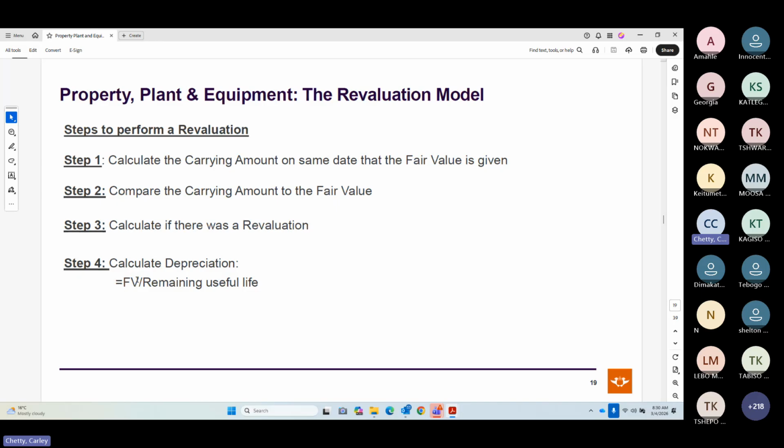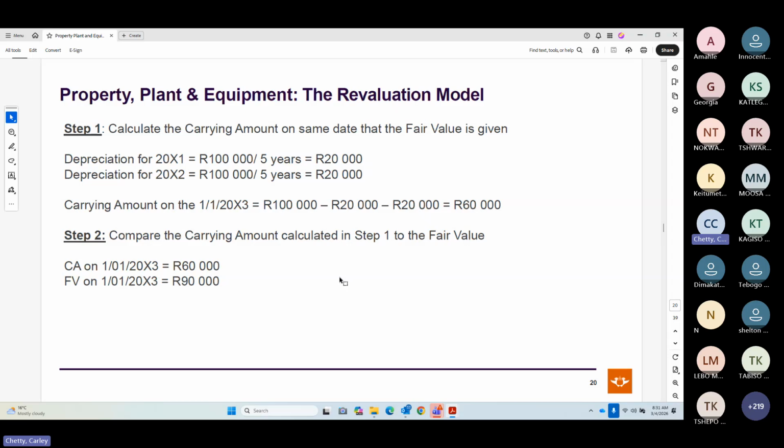Then step 4, we are then going to calculate depreciation. And we do that by taking the new fair value, that becomes our new cost or carrying amount, and we are going to divide by the remaining useful life. Similar to how we calculated the remaining useful life when we had an impairment or a change in estimate, we are going to do the same here, but we're going to take the fair value if we are using the revaluation model, and we're going to divide by the remaining useful life. So these are the steps we are going to follow. Let's now apply them to the example.